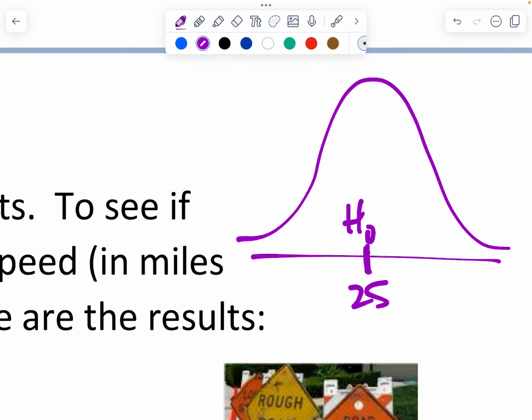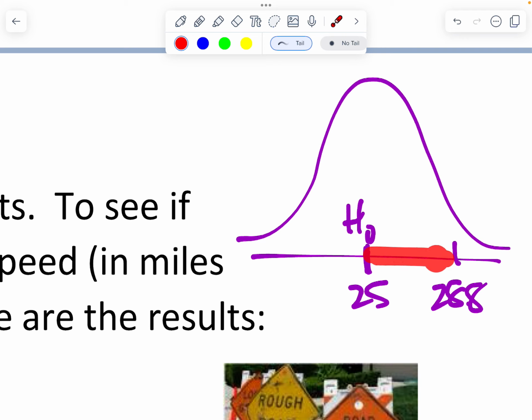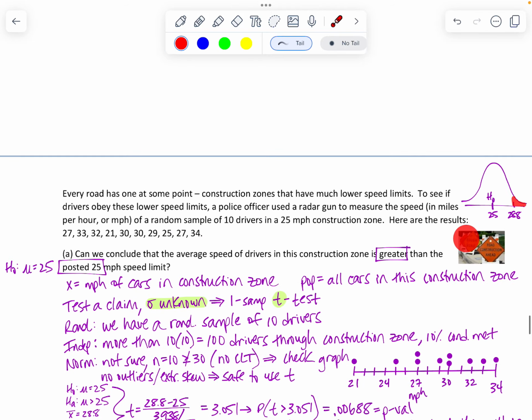Is that high enough to tell us that we think that people are speeding? Or is it considered not that far away? So we're actually going to calculate this p-value right here. And I'm shading to the right because remember, my alternate hypothesis means shade to the right. I don't have to worry about doubling or anything here because this is not two-sided.